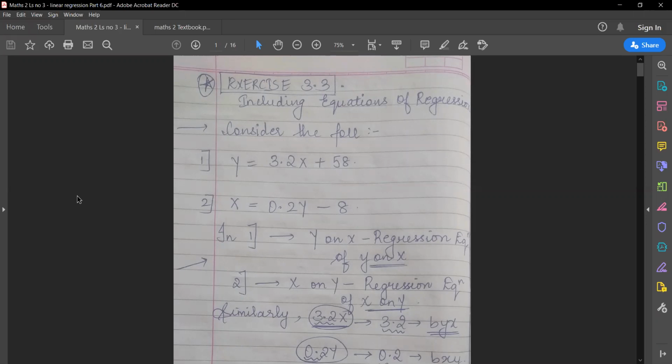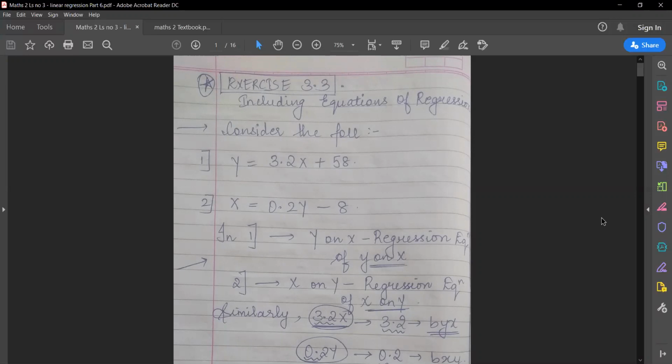So I hope you all have gone through the videos which I'm sending, and as you all know, we have started with lesson number 3 of our Maths 2 syllabus. We have already finished with the two exercises, exercise 3.1 and exercise 3.2. Now class, today we are starting with exercise 3.3. In this particular exercise, we'll be studying sums which already have the regression equations.